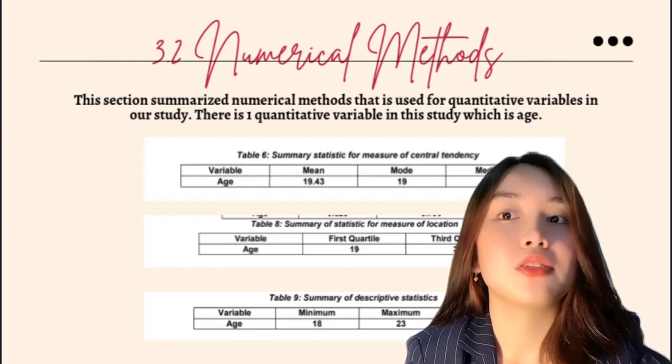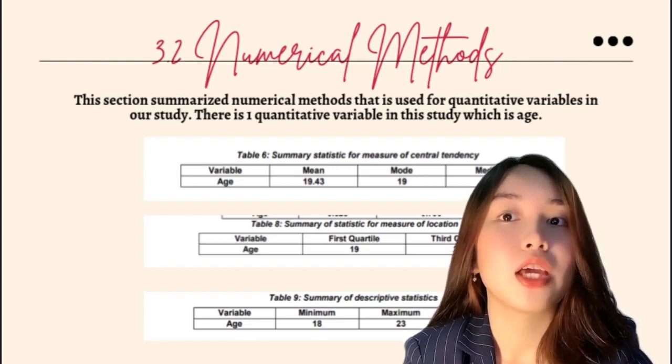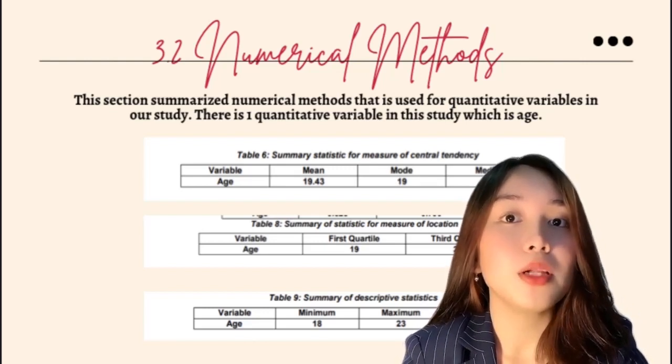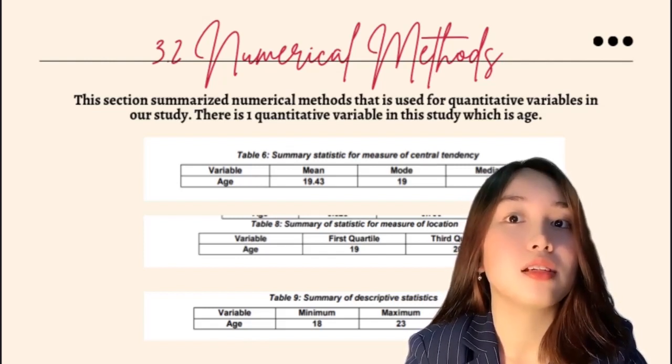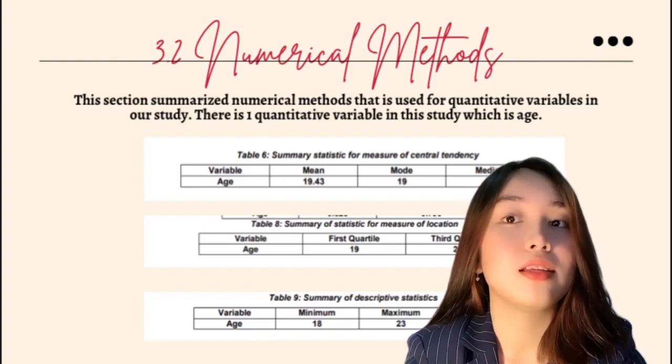For the second table, which is Table 8, the summary measure of location is shown. For the variable age, the first quartile is 19, which indicates that 25% of the students are younger than 19 years old and 75% of the students are older than 19 years old.